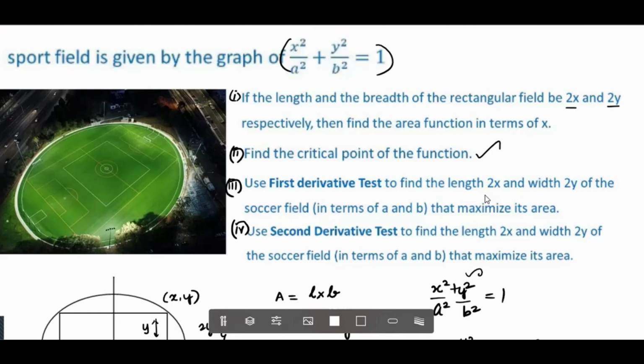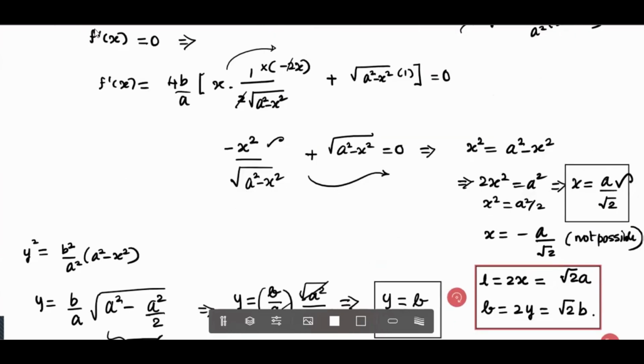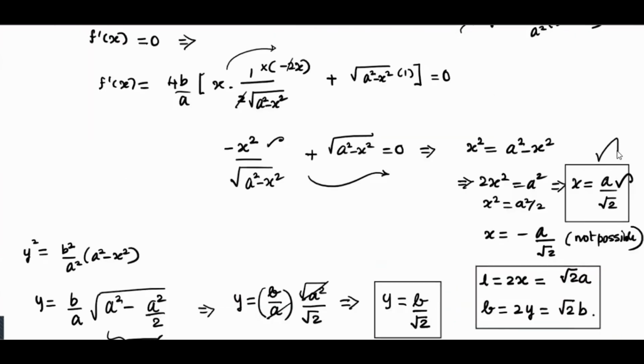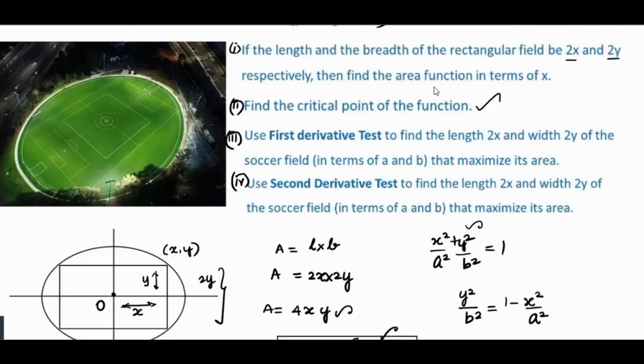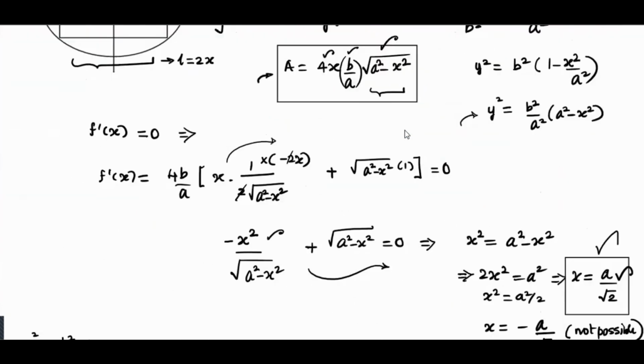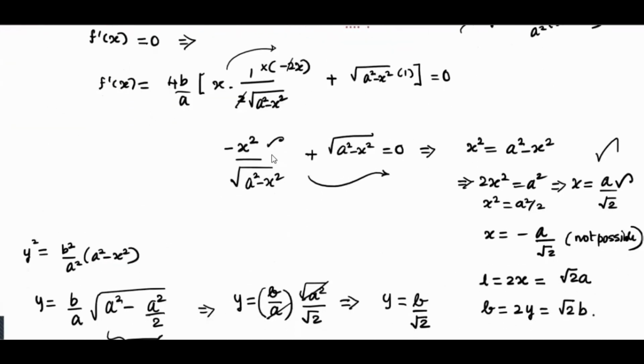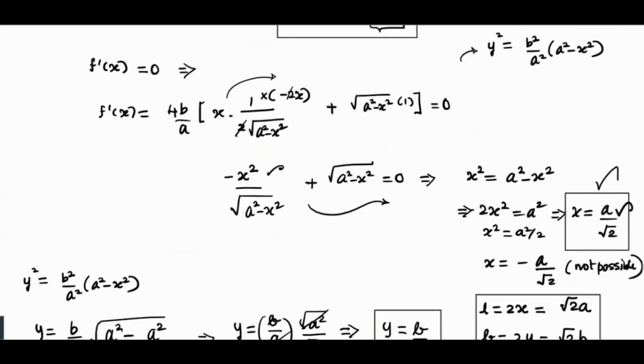So we need to find f double dash of x, substitute the x value we found, and check whether it gives a positive or a negative value. If f double dash gives a negative value, that ensures we have a maximum at that particular critical point x. The question asked is to use the second derivative test to find length 2x and width 2y that maximizes its area. We already have f dash of x, so we need to take that and differentiate it again.